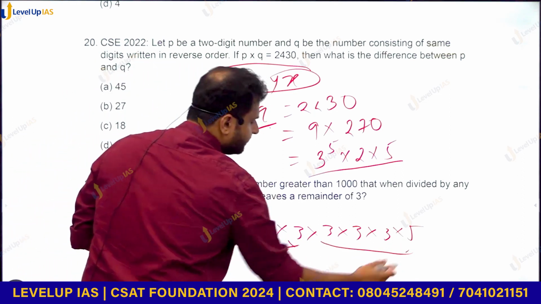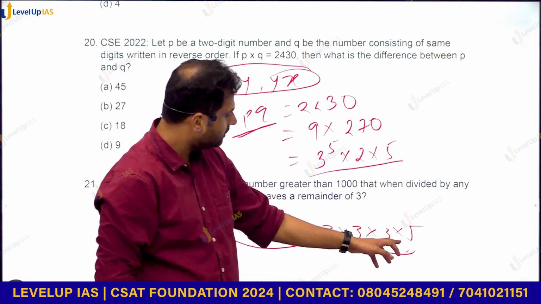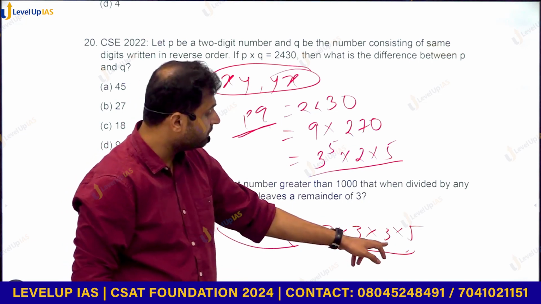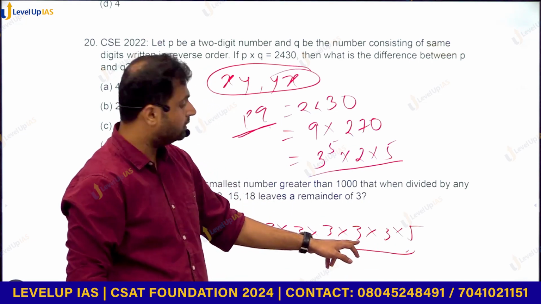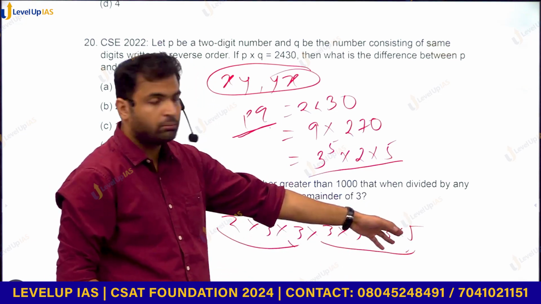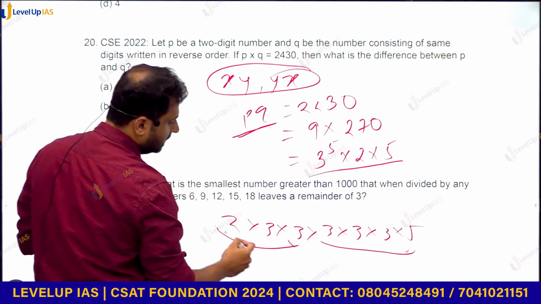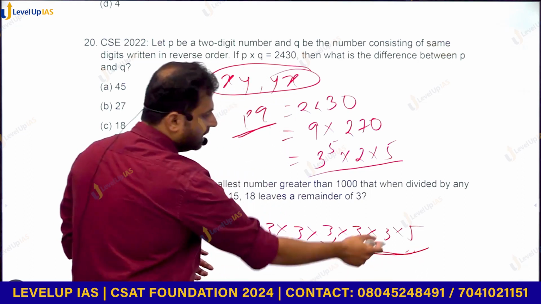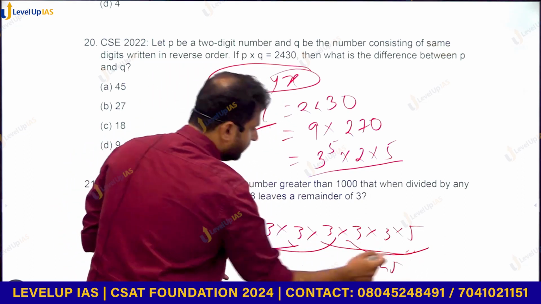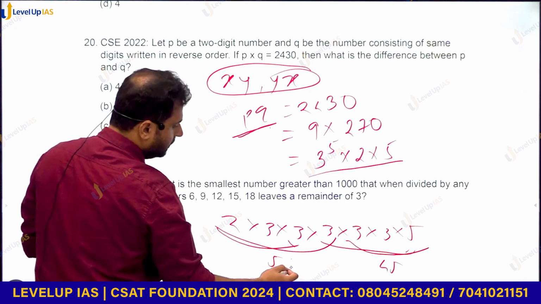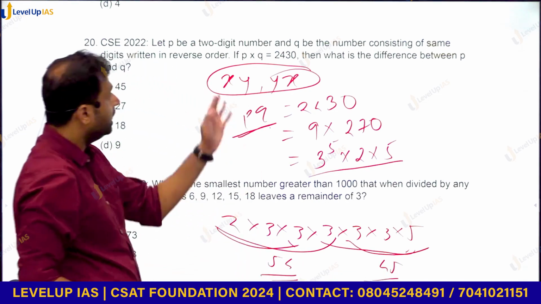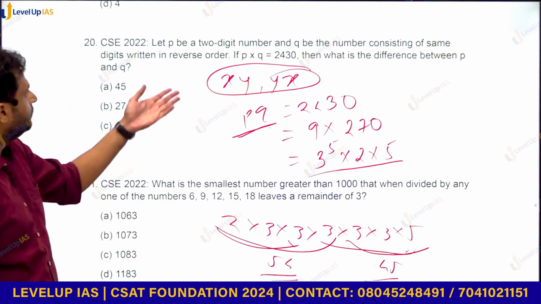Can it be this? This is 9 into 5, 3 into 15, 15 into 3, 45 into 3. This is a 3 digit number, but we need both of them to be 2 digit numbers, so that is not it. Can it be this? We have 5 into 9, 45, this is 54. Yes, x, y, y, x, 45, 54. We got our x, y and y, x.